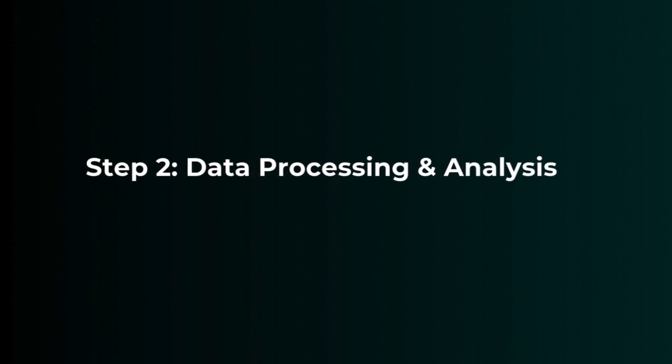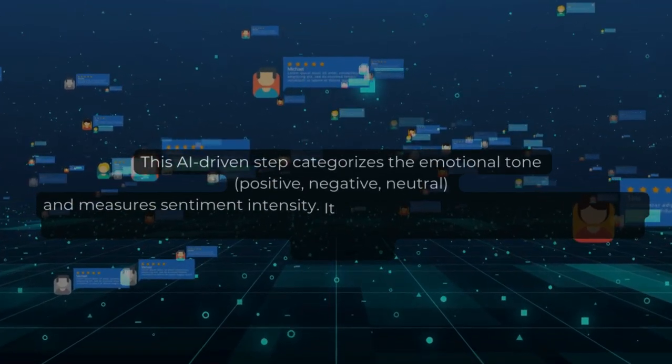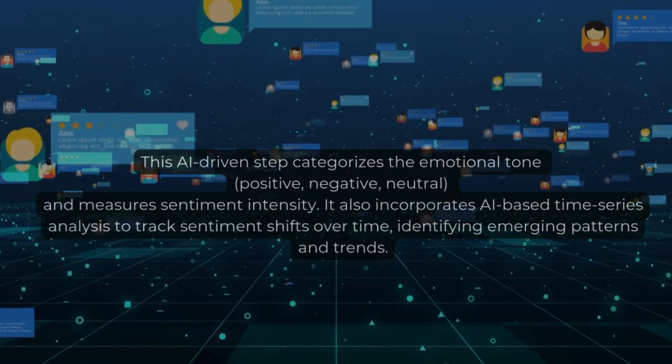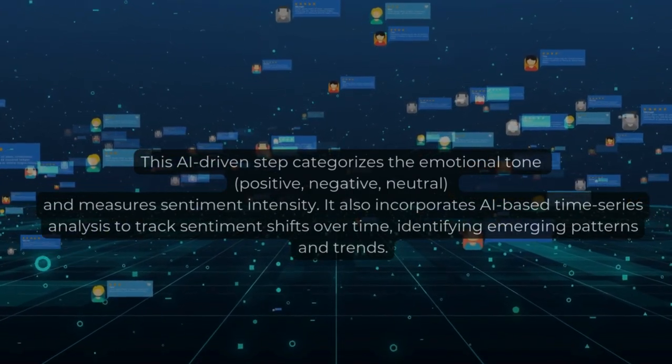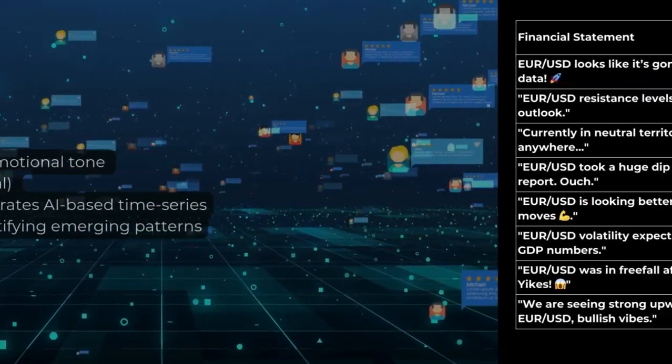Step 2. Data processing and analysis. The collected data from Stage 1 is cleaned, filtered, and analyzed using AI-powered natural language processing algorithms and sentiment analysis models. This AI-driven step categorizes the emotional tone, positive, negative, neutral, and measures sentiment intensity. It also incorporates AI-based time series analysis to track sentiment shifts over time, identifying emerging patterns and trends.